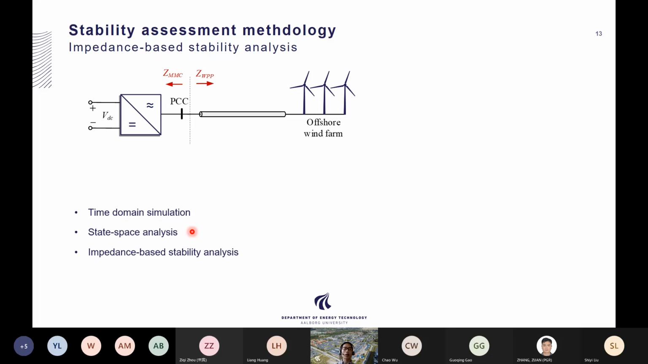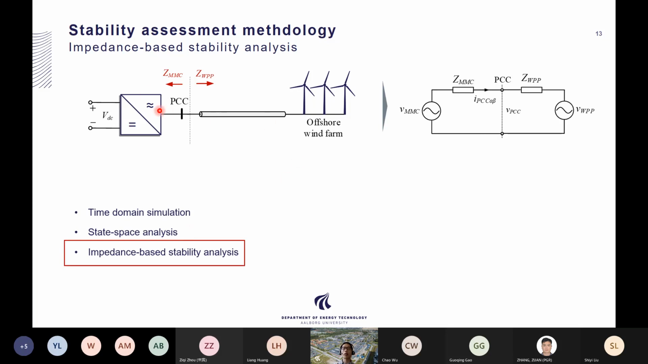So that is the reason that in this presentation, I will focus on the impedance-based stability analysis, which basically means that you treat the MMC system as well as the wind power plant as a controlled voltage or current source together with its impedance. Please notice that this impedance includes not only the effect of the passive elements like the filter and cables, but also the elements of the different control loops, which I will address later.